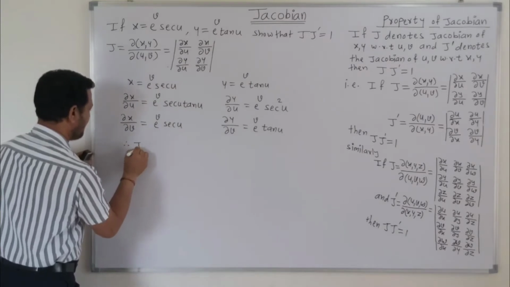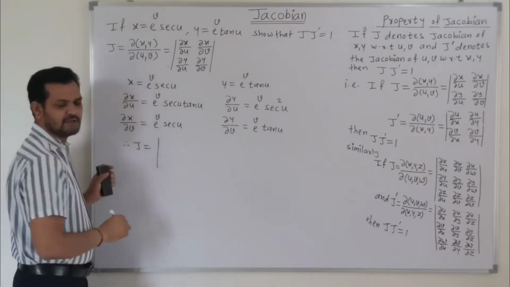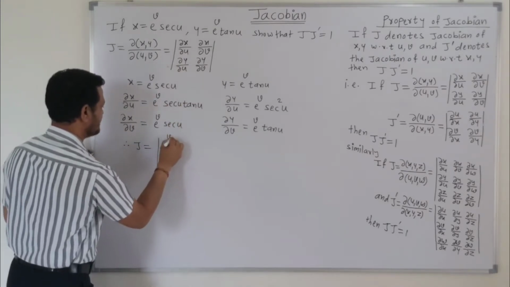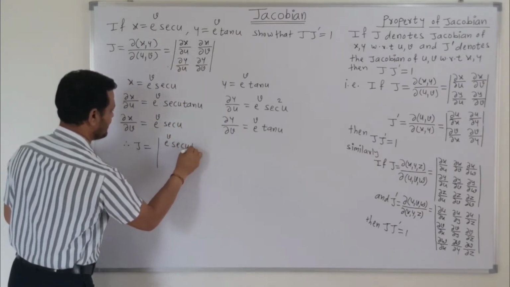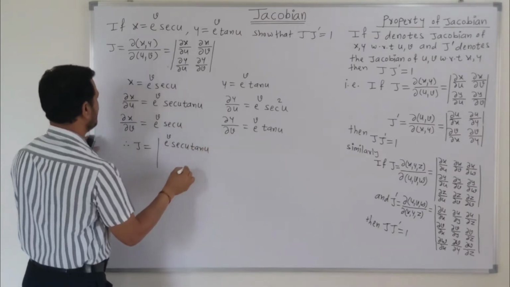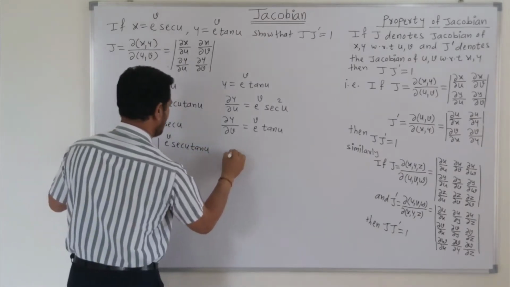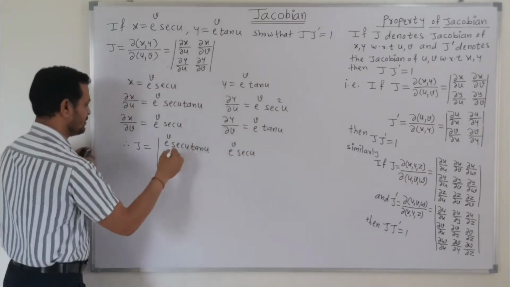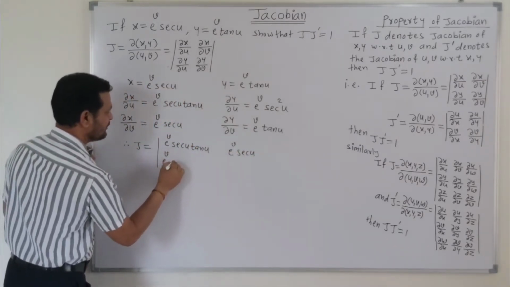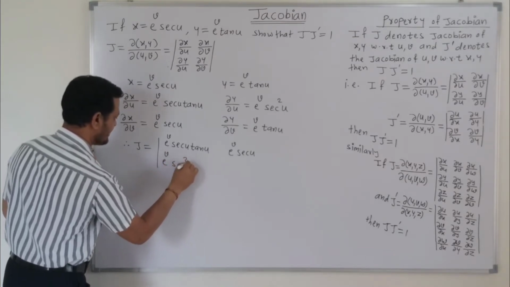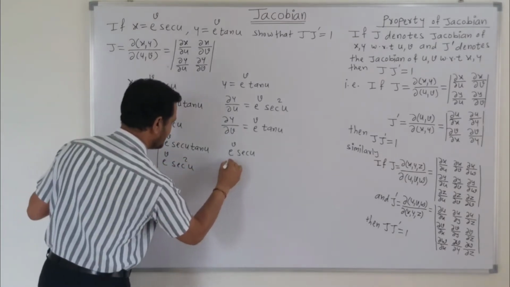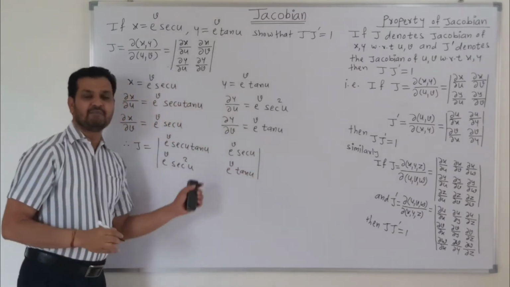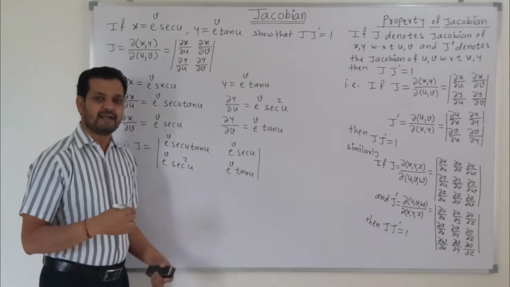Therefore we get the value of J, which is equal to: partial derivative of x with respect to u is e raised to v, then this is sec u tan u. Then the partial derivative of y with respect to u, this is e raised to v sec u. Similarly, we can write this as e raised to v, then this is sec square u, then this is e raised to v, then tan of u. Now let's simplify this determinant by our traditional method.